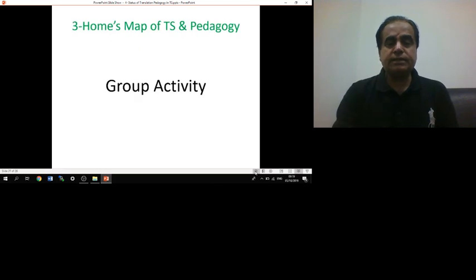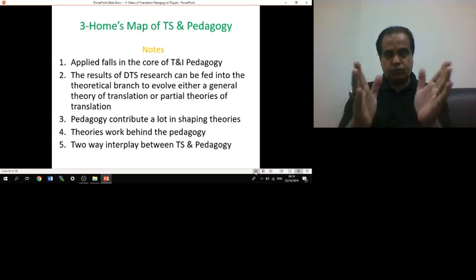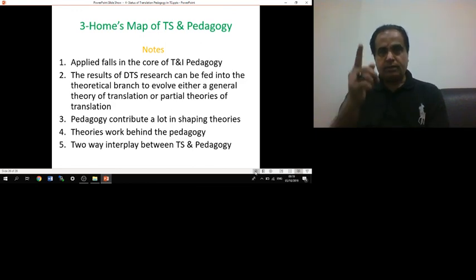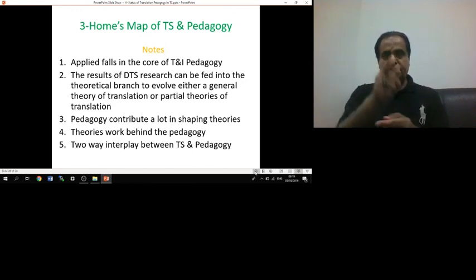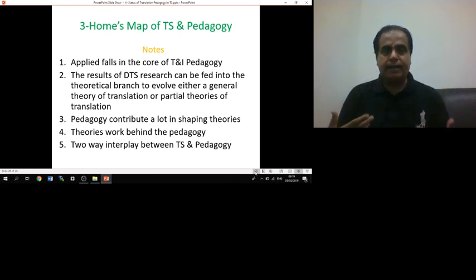So this is what you have seen in your book, the lines that have been drawn from one side to the other. But I would add more lines, because the pedagogy also provides a lot of material to theoretical translation studies.